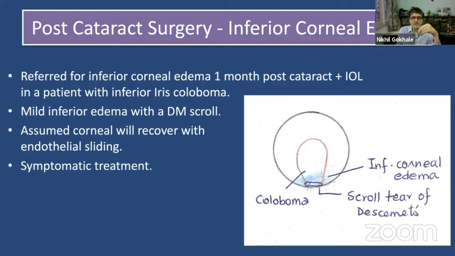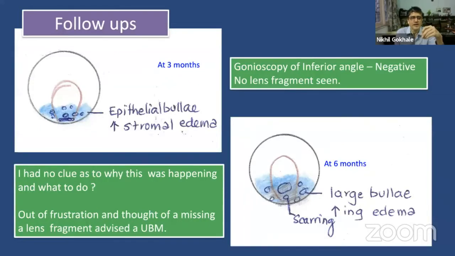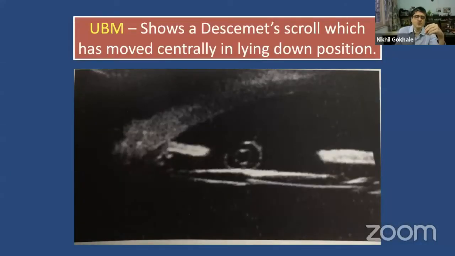This was an unusual patient who had an iris coloboma, was referred. I saw a Descemet scroll at 6 o'clock with inferior corneal edema. I expected him to recover spontaneously. However, on follow-up, he continued to get worse and the edema continued to progress. The Descemet scroll appeared fixed on slit lamp examination at 6 o'clock. But it was only subsequently when I did a UBM, I realized that this was a floating Descemet scroll.